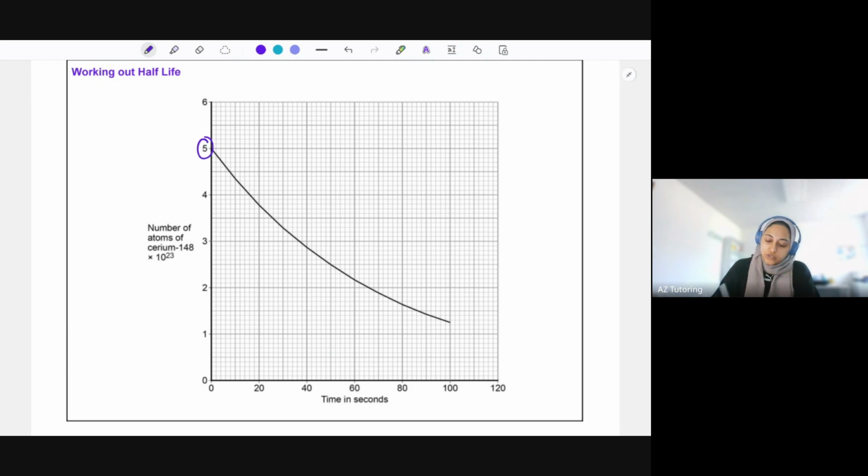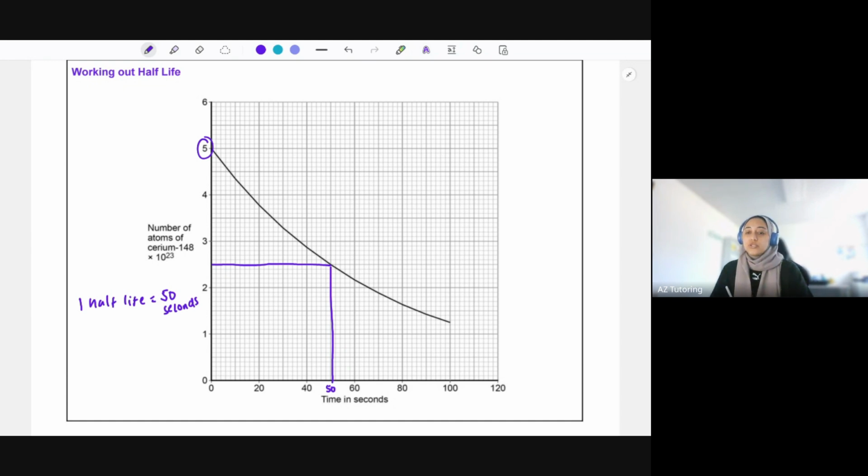To work out half-lives, you just half the number it starts off with. So here it's starting off at 5 number of atoms times 10 to the power 23. So what's half of 5? Half of 5 is 2.5. 2.5 is here. You're just reading off, going down, and between 40 and 60, that's 50. So we would say one half-life is 50 seconds.